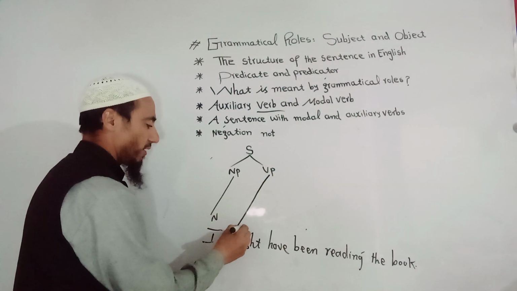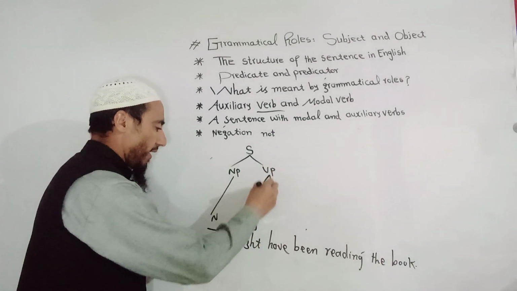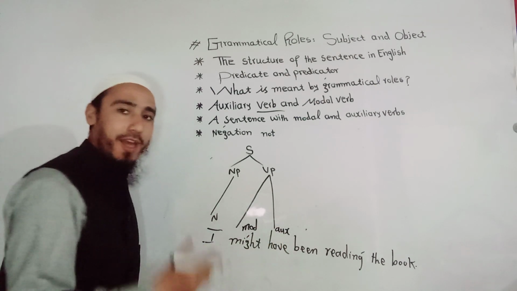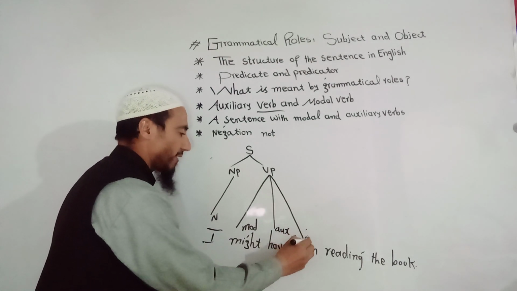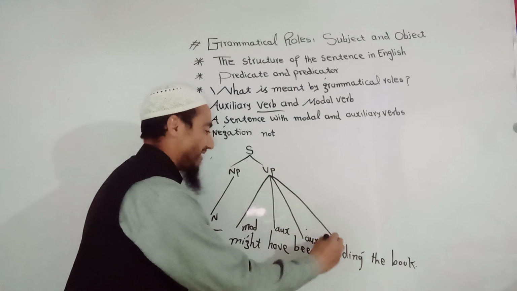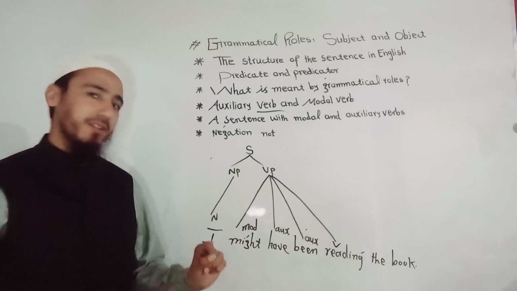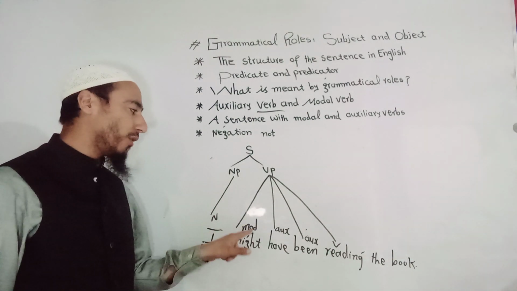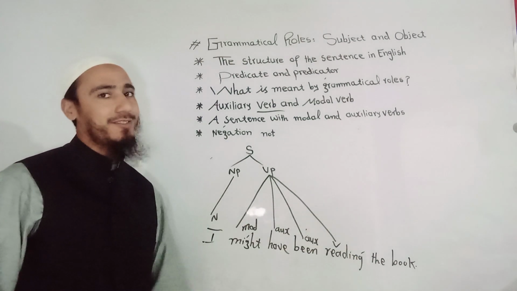"Might" is a modal verb, so we write just Mod. Then we have "have", which is an auxiliary verb, so we write only AUX. And then we also have "been", which is also an auxiliary verb. And then we have "reading", which is the main verb, so we write V only. If you don't want difficulty and complexity, you may write V with it: V mod for modal verb, V aux for auxiliary verb, and then V. V is already written there.